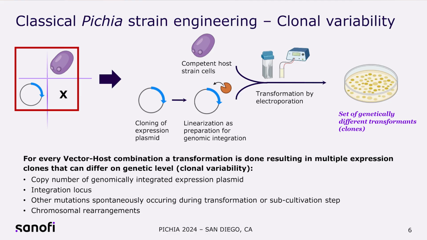And as you all know, that clonal variability can come from copy number effects, can depend on the integration loci that are addressed, some other spontaneously occurring mutations that go together with random integration approaches, or structural variations within the chromosomes.